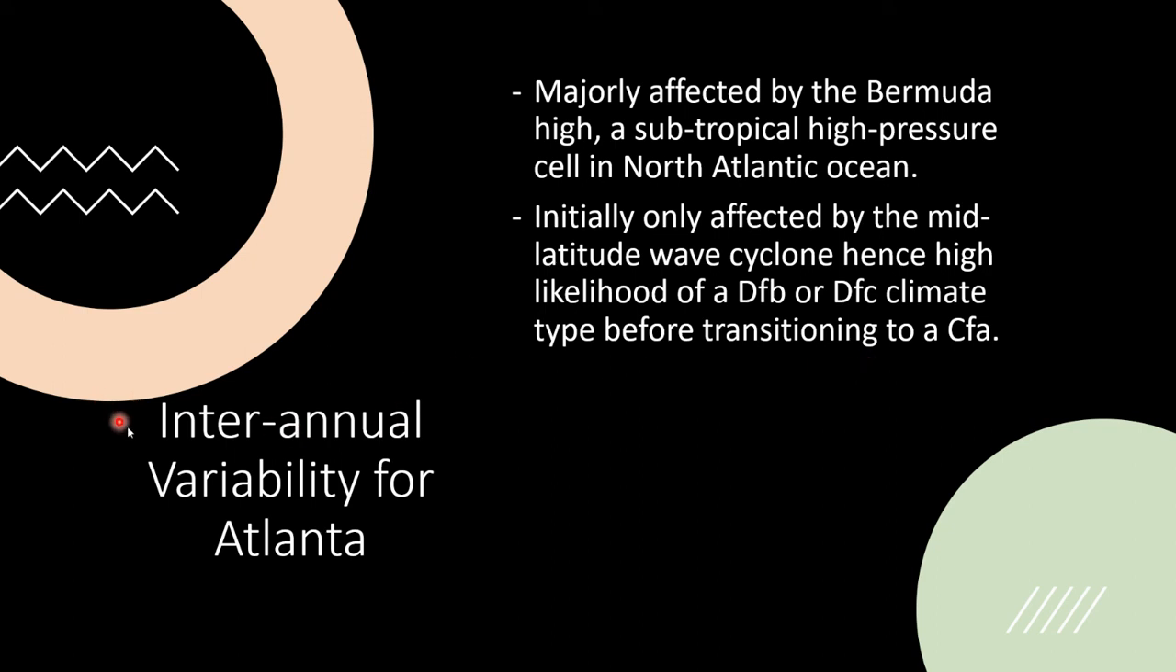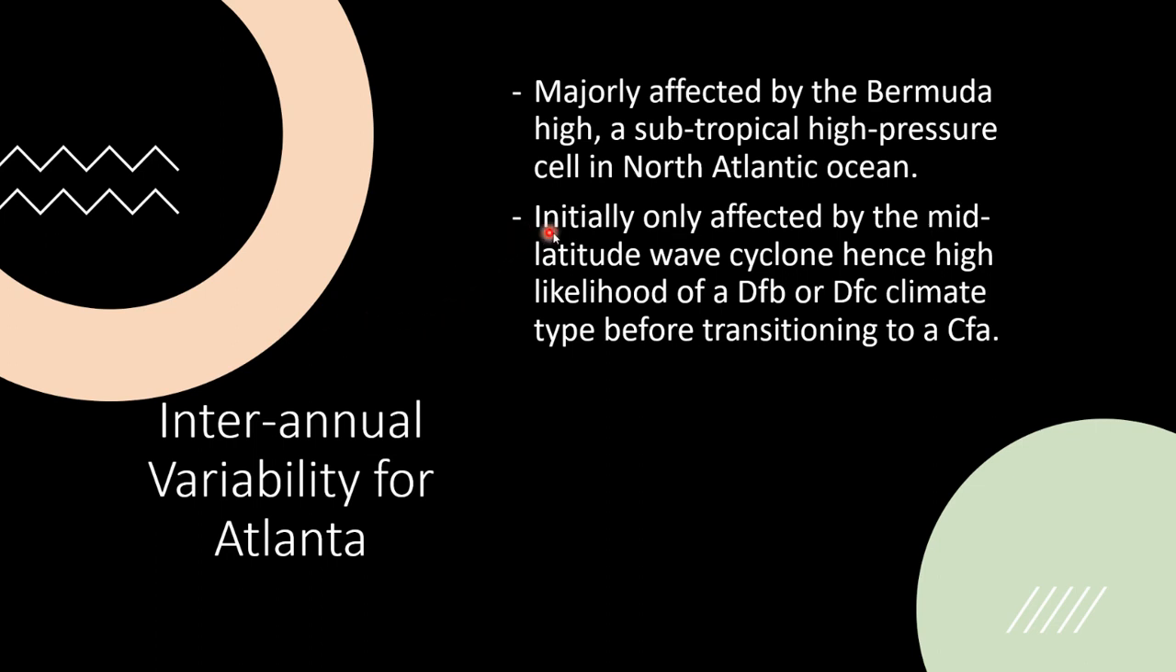Next, this slide is talking about the variability for Atlanta. So for Atlanta, keep that in mind: Atlanta temperature is majorly affected by the Bermuda High, a subtropical high pressure cell in the North Atlantic Ocean. I am not going to go into details about these things. This is part of your lecture, so I believe I don't need to go into details about those things.